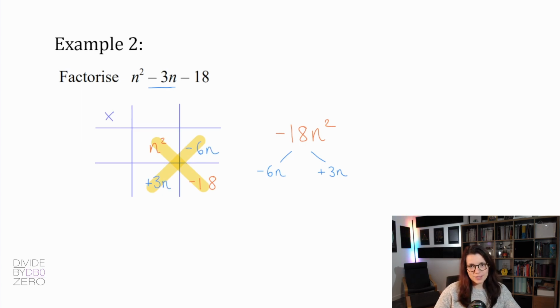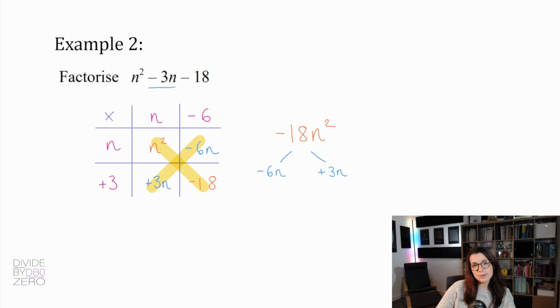So this time I'll factorise the columns first. So in the first column, what do n squared and 3n have in common? That would be n. I could then look at the second column. What do minus 6n and minus 18 have in common? That would be minus 6. And then I can fill in the other two boxes. So n times n gives us n squared. And then n times minus 6 is also minus 6n, so that's good. And then n times positive 3 gives 3n, and positive 3 times negative 6 is minus 18.